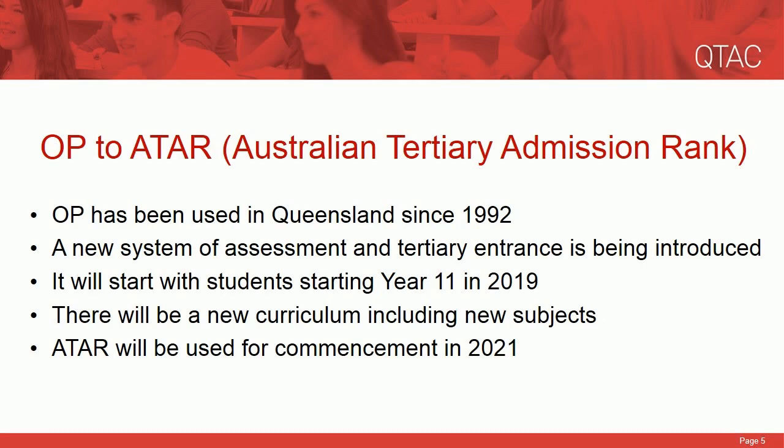It will apply to students starting Year 11 in 2019, the current Year 9 student cohort. QCAA is currently developing a revised curriculum in consultation with Queensland schools, and ATAR ranks will be used for students starting further study in 2021. There will be some new subjects offered such as engineering, psychology, business, literature and digital solutions.